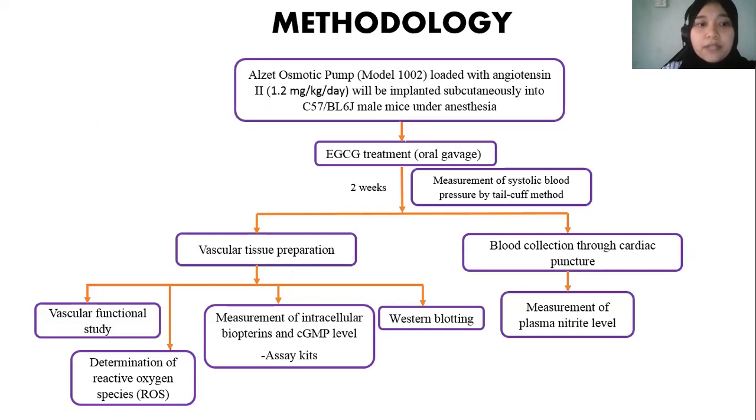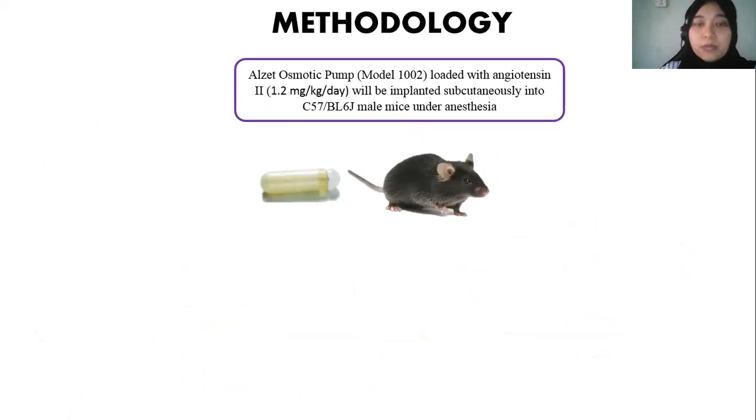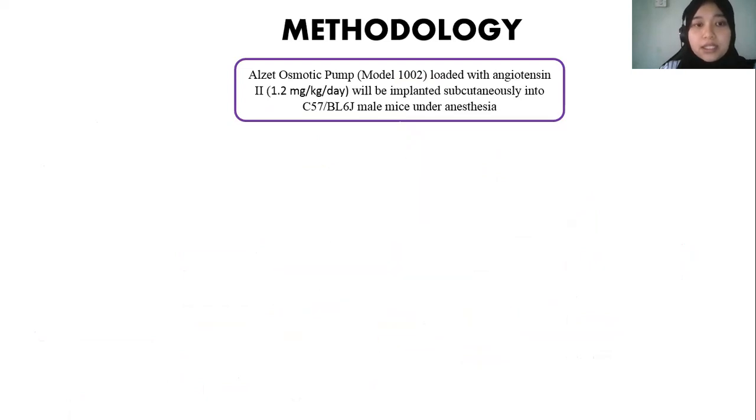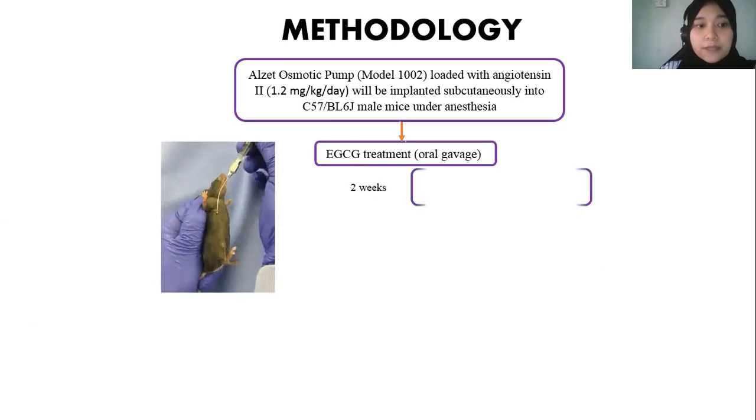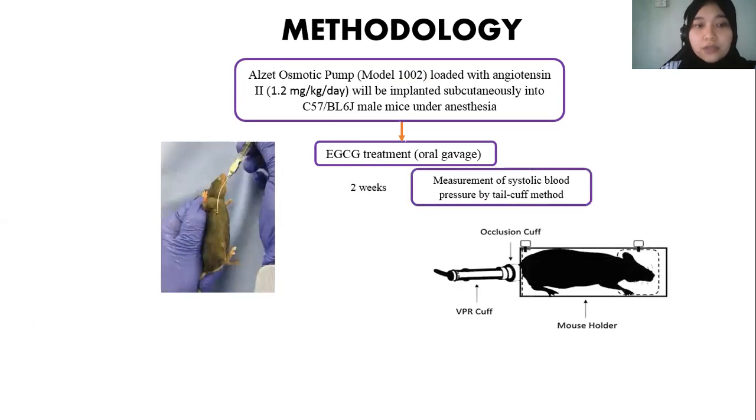Briefly, this is a flowchart of my research project. The animals are divided into four groups, which are control, control treated, angiotensin 2, and angiotensin 2 treated. An osmotic mini pump loaded with angiotensin 2 will be implanted subcutaneously into the animals, and then the EGCG treatment was given to the animals for 2 weeks. During the 14 days of treatment, the systolic blood pressure was measured by using the tail cuff method.